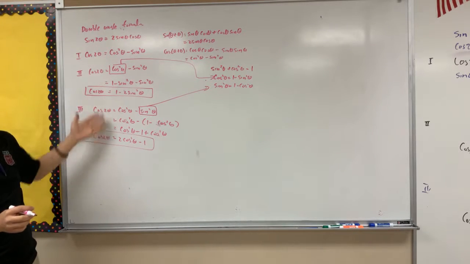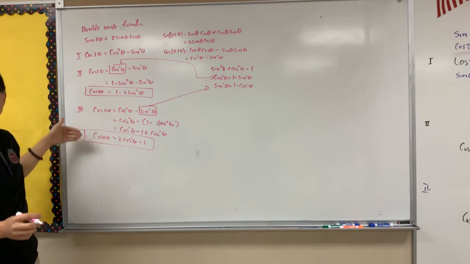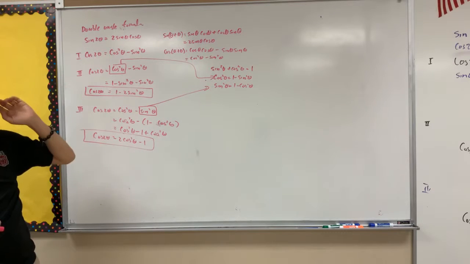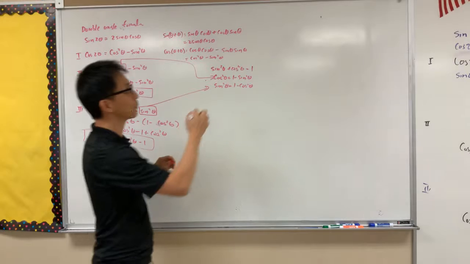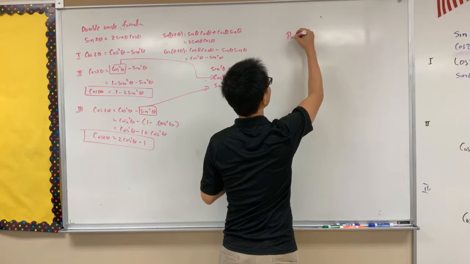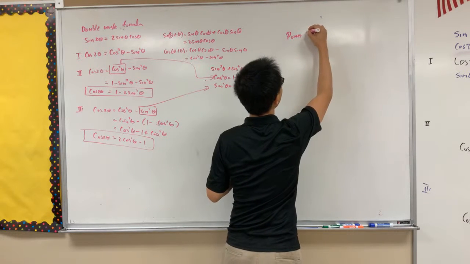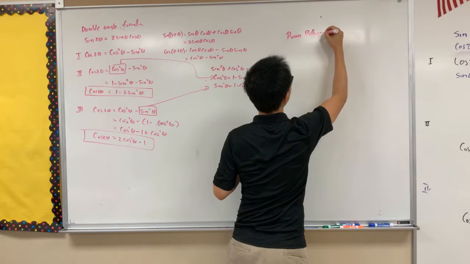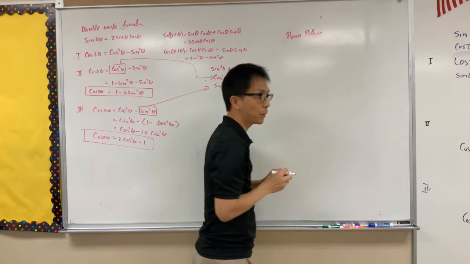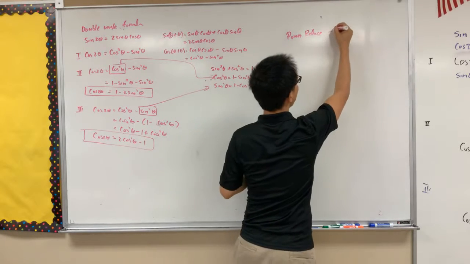Double angles, 3 different versions, and then I'm gonna show you what's the next thing. Next thing is called power reducing. And I say you don't need to know it for tests, but I'm gonna show you because it's actually not that bad.